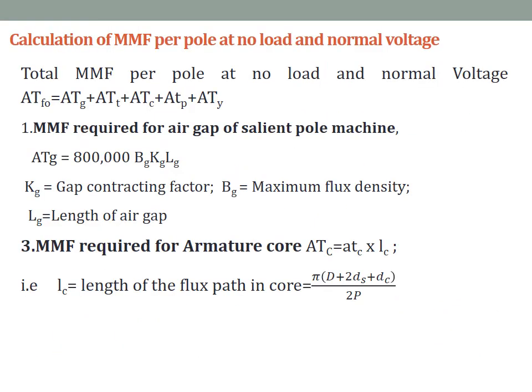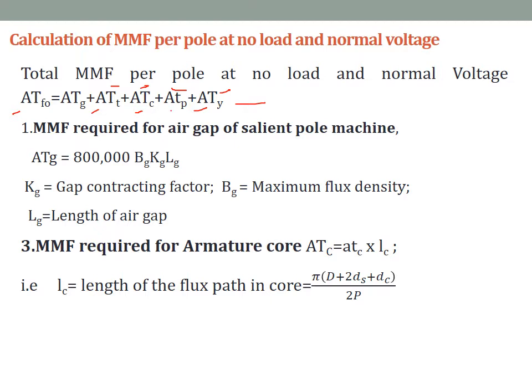Now coming to calculation of MMF per pole at no load and normal voltage. MMF per pole at no load and normal voltage is calculated using this equation. ATf0 is equal to ATg plus ATt plus ATc plus ATp plus ATy. Ampere turns required for gap, ampere turns required for stator teeth, ampere turns required for this core, this is for pole, this is for rotor yoke.